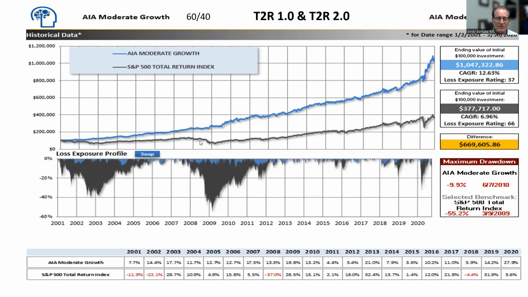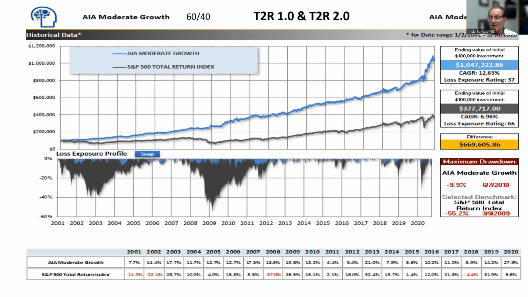Let me just point something out to you. If we see on the graph this dip right here, and it's kind of hard to see because it doesn't look very steep, but that is the 55% drop the S&P took in 2008 and 9. And if you see here, the risk indicators of AIA got us out of the market before those losses became too much, and we avoided the lion's share of those losses.